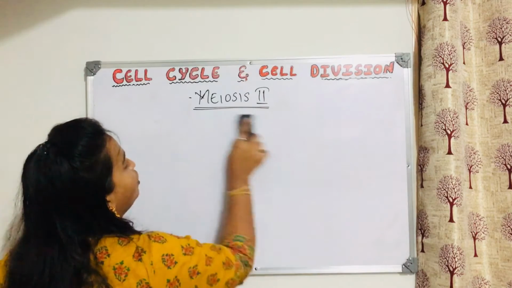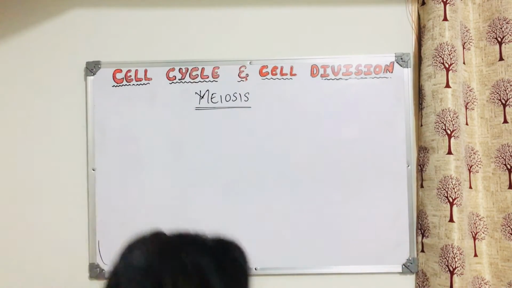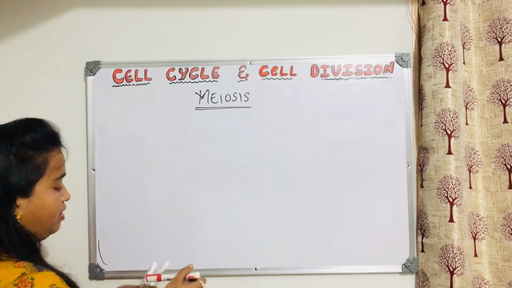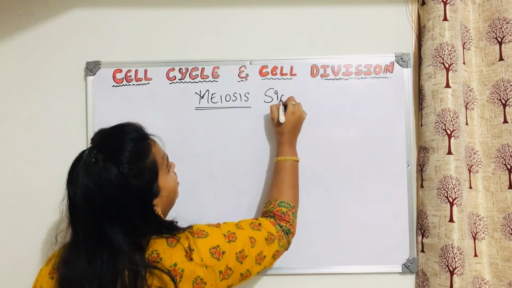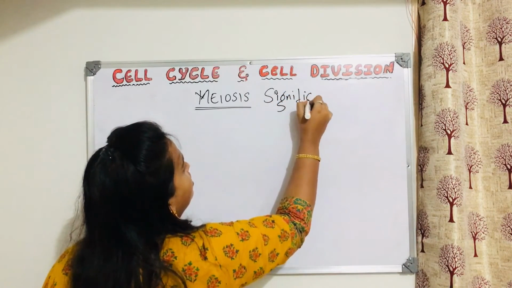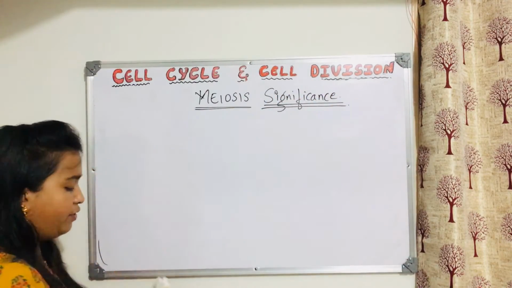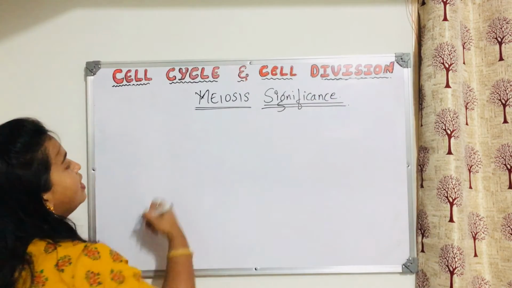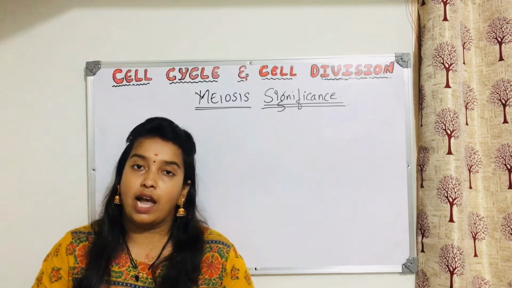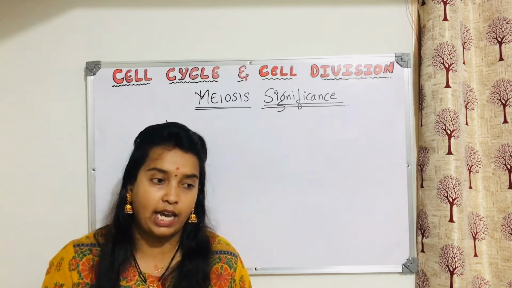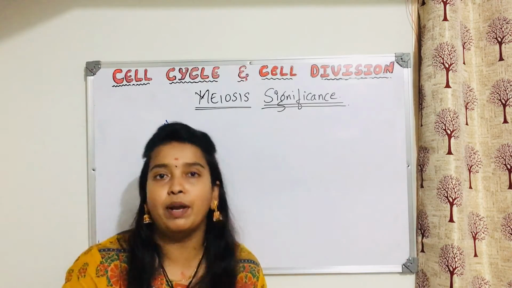Fine. So we are going to talk about the significance of meiosis so that we can end the chapter. What is the importance? Why does meiosis play an important role? Significance of meiosis. Try to understand. First of all, you saw meiosis 1 and meiosis 2, and what all happened in meiosis. The first important thing in meiosis is maintenance of the chromosome number.